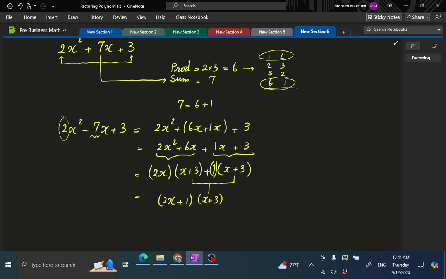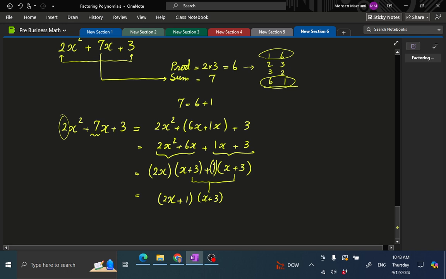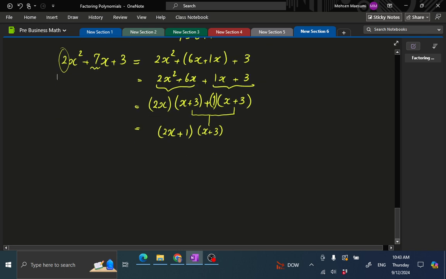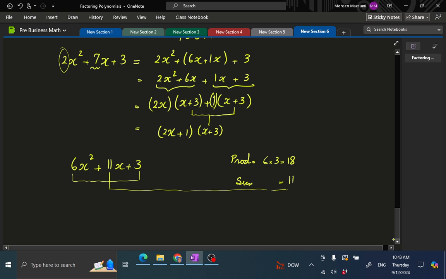Let's take another example. For the next example, we take the one I'm writing: 6x squared plus, say, 11x plus 3. We want to factor this. So what was the process? Multiply first and last. So 6 times 3 is 18. That's going to be our product. And the sum is the sum that you see here.